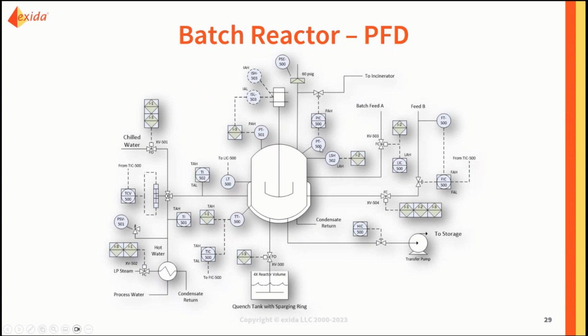We have PT500, which will open a vent valve to vent to an incinerator. We have another pressure transmitter that is going to have a high pressure alarm on it, and also enact an interlock that will open this valve to the quench tank if the pressure reaches a high enough value. We have a rupture disc here that will lift at 60 psig, as you can see there.